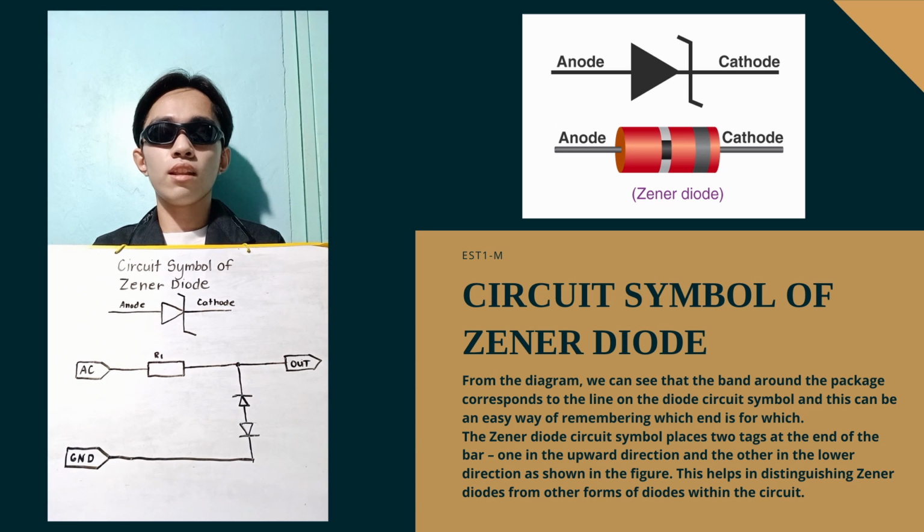So makikita natin sa diagram at mapapansin natin that the band around the package corresponds to the line on the symbol so that the diode ends can be easily remembered. So yung circuit symbol of the Zener diode ay nag-i-include ng two tags at the finish of the bar, where one is in the direction of upward at ang isa naman ay in the lower direction so that it helps in differentiating these diodes from other types of diodes in the circuit.